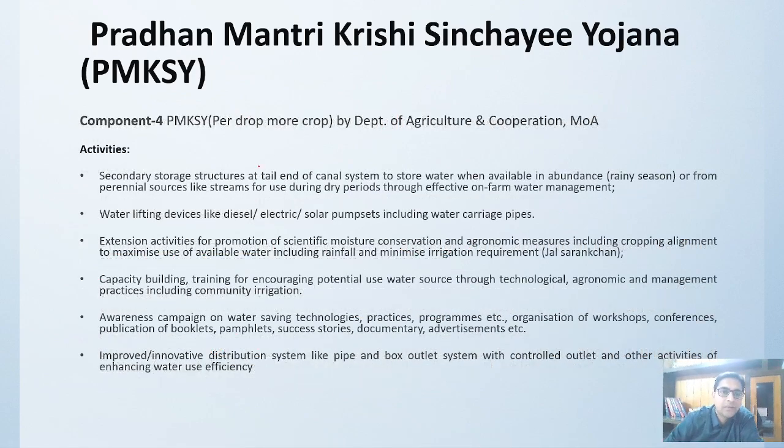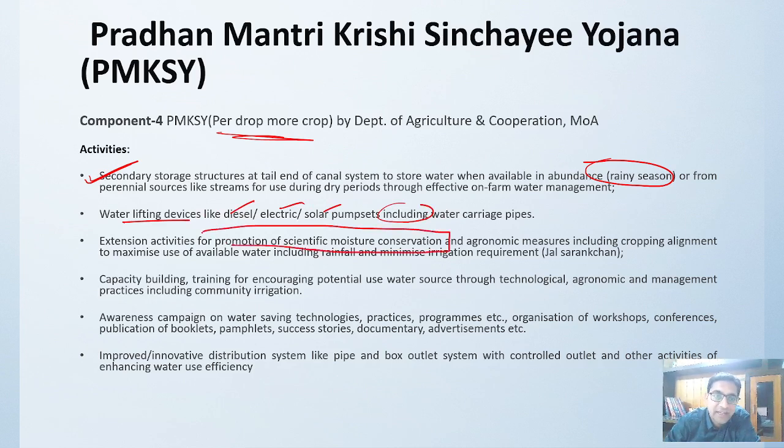There are certain more things under per drop more crop. Secondary storage structures have to be built properly so that rainwater and storm water can be collected. Water lifting devices like diesel, electric and solar pumps have to be included. Promotion of scientific moisture conservation techniques has to be followed. Capacity building at each and every level has to be followed. Generate awareness in whatever way possible, with the help of technology, organizations, workshops and conferences.